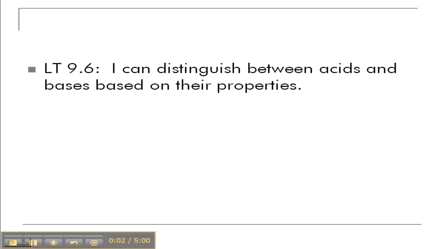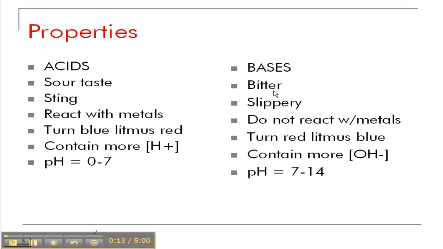Learning target 9.6 says I can distinguish between acids and bases based on their properties, and you can read through this when you're doing your study guide for chapter 19 as well. So if you think about common things that we know are acids and bases, you can relate some of these things to them. Like acids have a sour taste, like orange juice, any kind of citrusy, lemon juice, those kinds of things. They sting when they come into contact, like, if you've got a little paper cut and you spill juice on your fingers, you know how it feels.